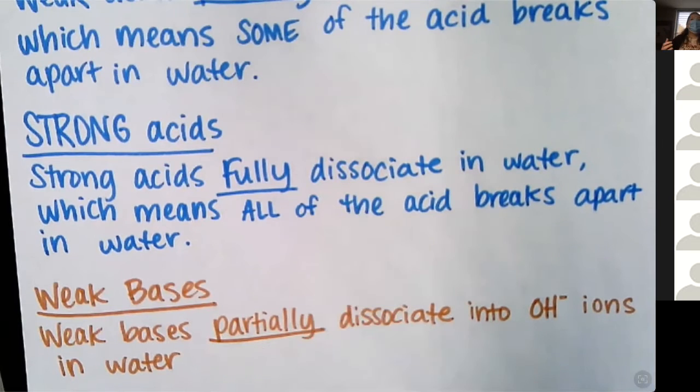So if you've got a really strong acid, like your stomach acid is super, super strong. If you were to take hydrochloric acid, which is what stomach acid is, and pour it into water, the acid is going to fully break apart in the water. Okay, so weak acids partially dissociate, and strong acids fully dissociate.